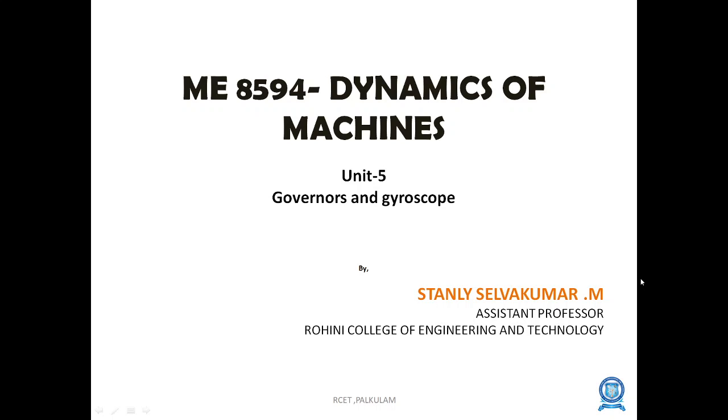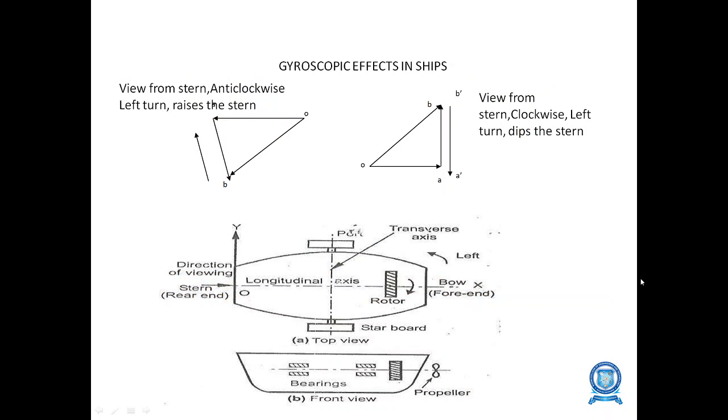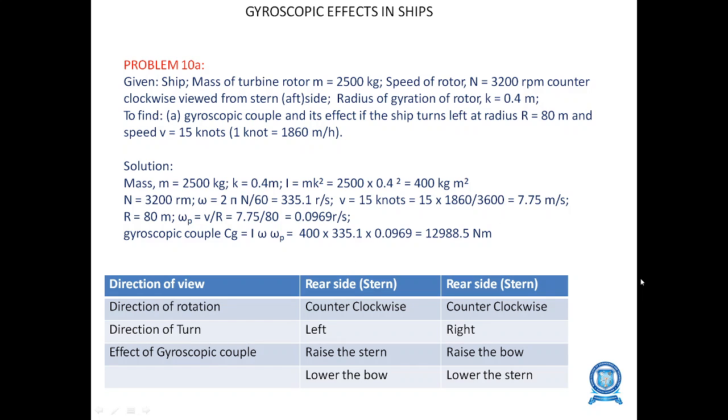Hello students, in this session we are going to see some problems regarding the gyroscopic couple and the governors for speed controlling mechanisms. We have already discussed the gyroscopic effects in ships. When viewed from the rear end, it is called the stern, and the front end is called the bow, the left side is called port, and the right side is called starboard. When the ship turns left, the stern moves down, as mentioned in the diagram.